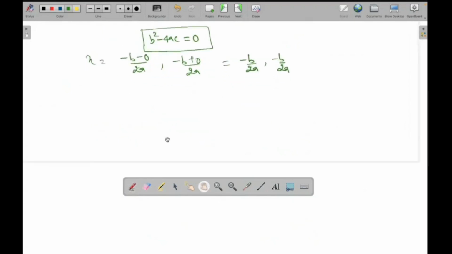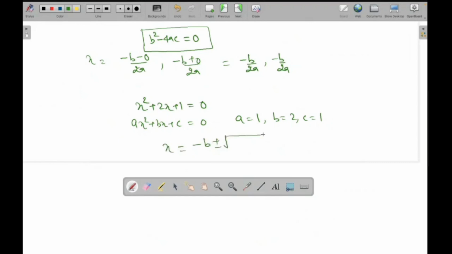So what will be the situation here? For example, say you have x square plus 2x plus 1. This is the situation here, and you have to find out the roots. Again, you have to first compare it with ax square plus bx plus c equals 0, wherein a is 1, b is 2, c is 1. Now let's get the value. x is minus b plus minus. This is the formula you have to remember. b square minus 4ac divided by 2a.